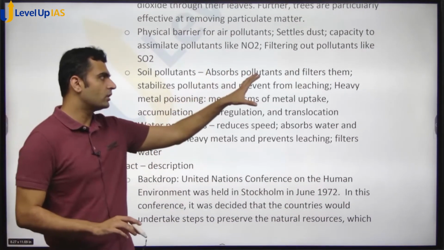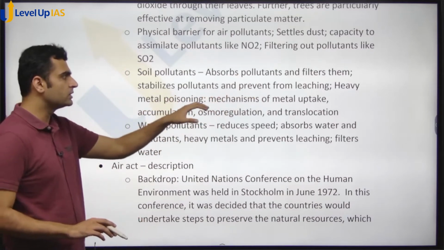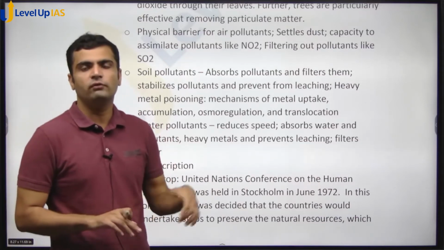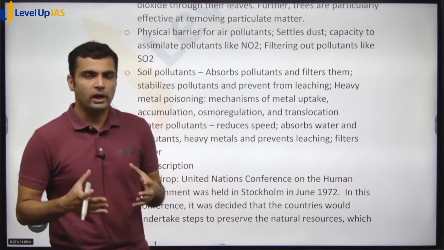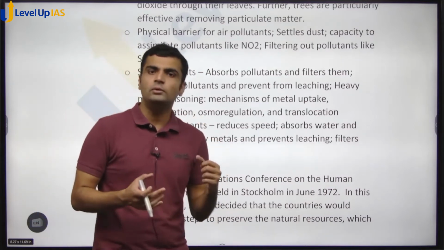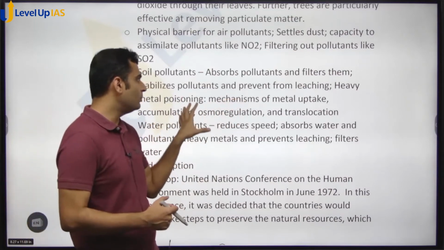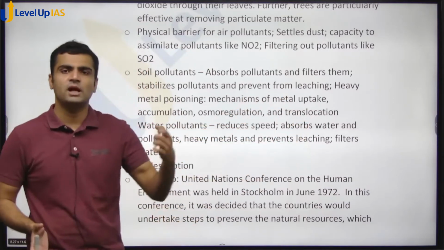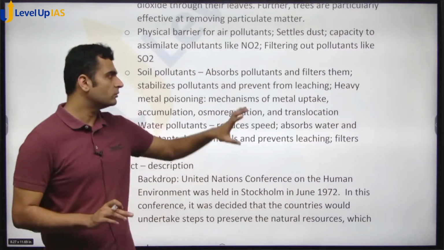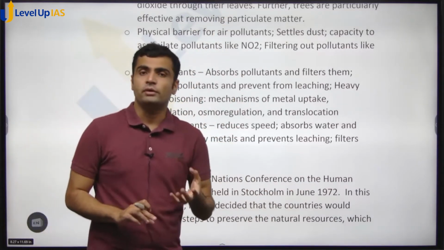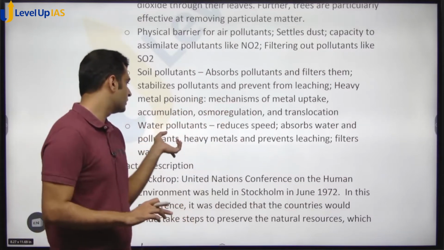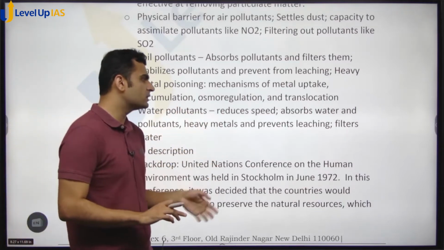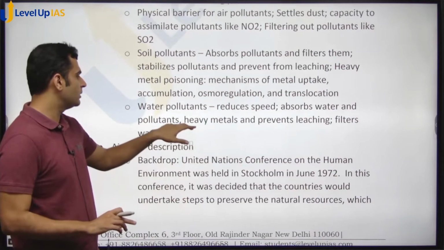For soil pollutants, they absorb and filter them similarly, stabilizing pollutants and preventing leaching. Then heavy metal poisoning: this is one of the very unique abilities of forests or trees, to absorb these heavy metals and store them without harming themselves. They have mechanisms for metal uptake, accumulation, osmoregulation and translocation. They have specialized glands which can store them away. This is one of the very effective ways by which forests and trees control pollutants. And for water pollutants, similarly, they reduce speed, absorb water pollutants and heavy metals, prevent leaching, and filter water. Same stuff.